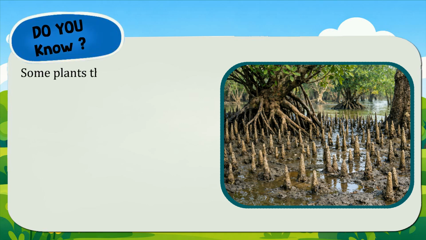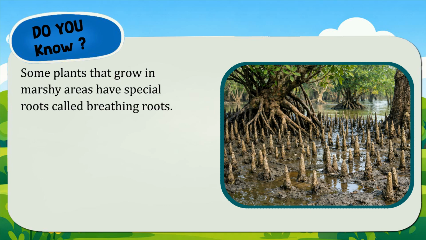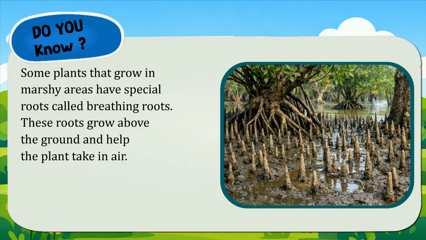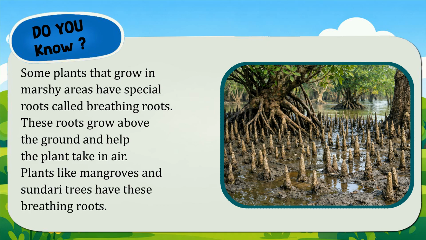Do you know, some plants that grow in marshy areas have special roots called breathing roots. These roots grow above the ground and help the plant take in air. Plants like mangroves and sundari trees have these breathing roots.